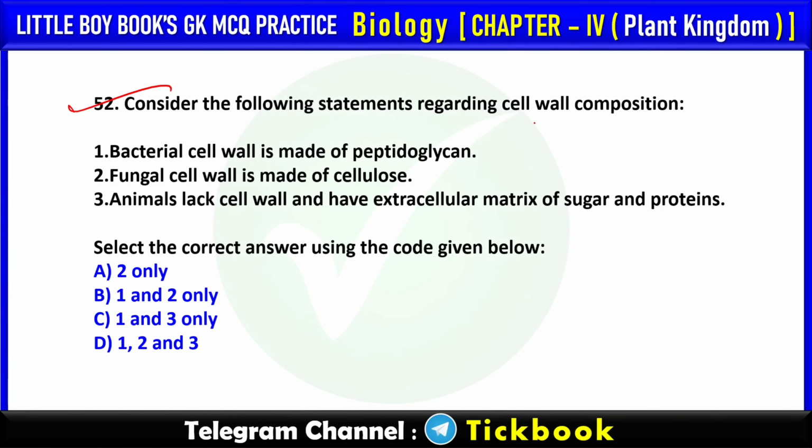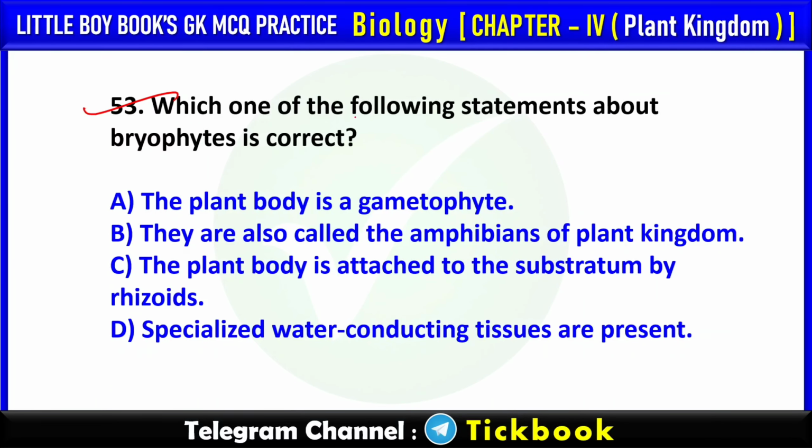52. Consider the following statements regarding cell wall composition. 1. Bacterial cell wall is made up of peptidoglycan. 2. Fungi cell wall is made up of cellulose. 3. Animal cells lack cell wall and have extracellular matrix of sugar and proteins. Following statements regarding cell walls. Okay. Option number C is the correct answer. 1 and 3. 53. Which one of the following statements about bryophytes is correct? Option number D. Specialized water conducting tissues are present.